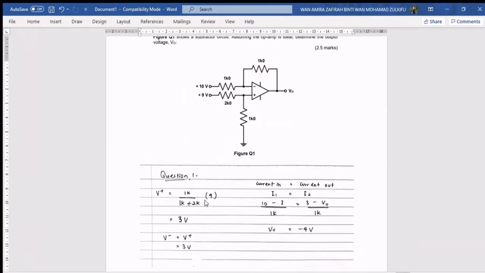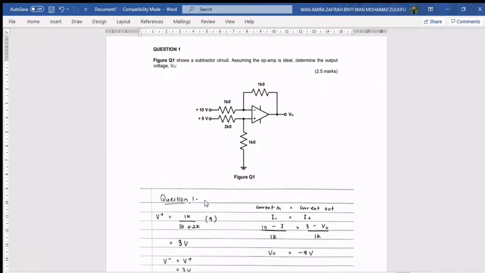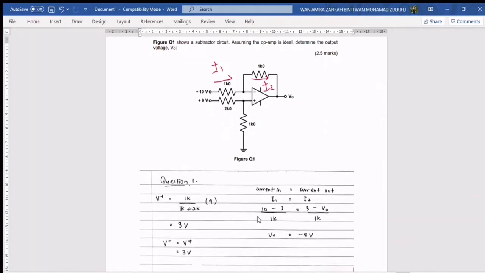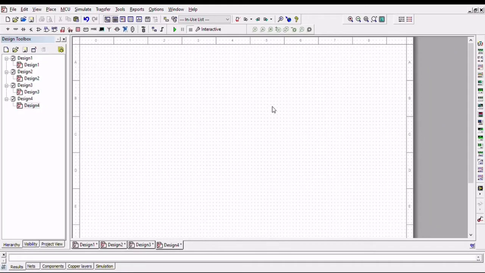Next, by applying current in and current out, we can find the value of V0. Here is I1, and here is I2. So I1 is equal to 10 minus 3 over 1K, equal to I2, which is 3 minus V0 over 1K. So we calculate the equation and we get the value for V0 is negative 4 volt. Okay, now let's proceed to the solution of question 1.